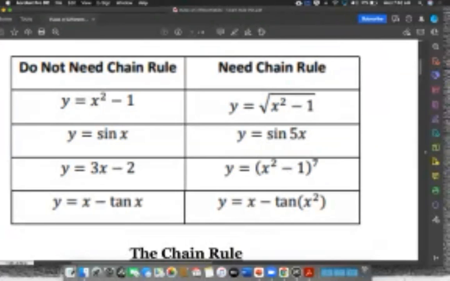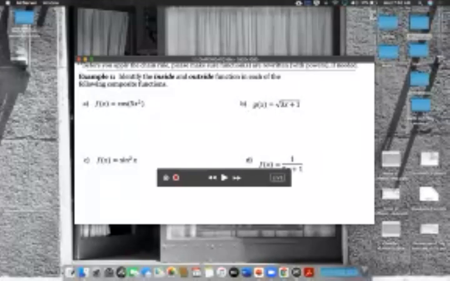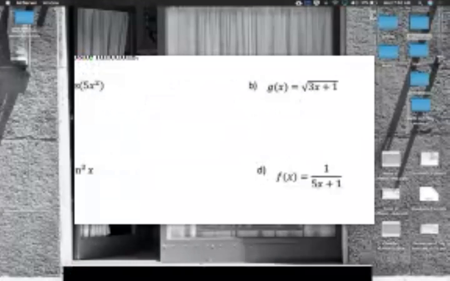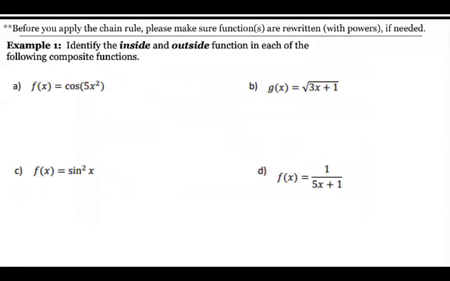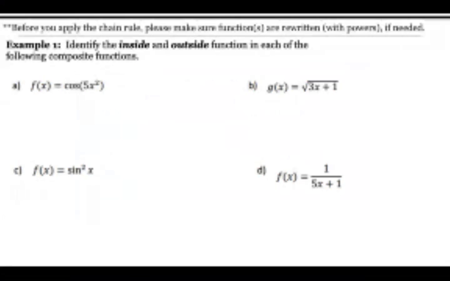All right, so let me go back to, so what I want you to do here on this page, the next one, tell me what the inside and tell me what the outside's going to be. I don't want you to do anything other than tell me what the inside and what the outside's going to be. These are where you're going to have to use chain rule. So tell me what the inside and tell me what the outside is.